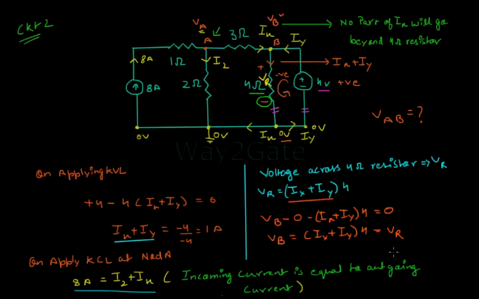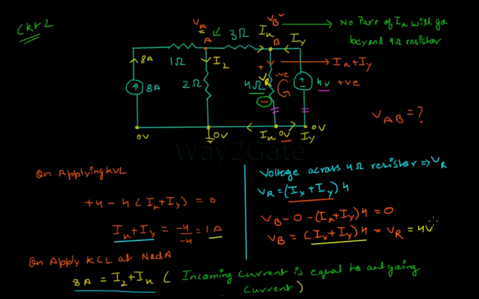But we can also calculate VR. As we have already calculated, Ix plus Iy is equal to 1 ampere and resistance is 4 ohm. Therefore, by using Ohm's law, that is I into R, VR comes out equal to 4 volt.